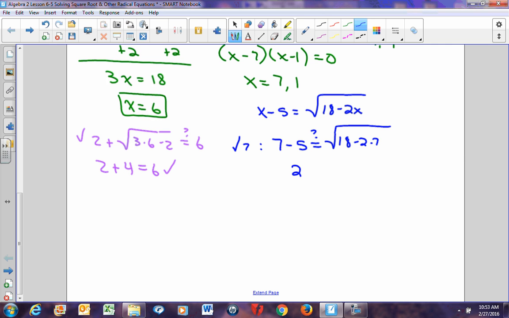Well, 7 minus 5 is 2. Does that equal 18 minus 14, which is the square root of 4? And that does check, because 2 does equal the square root of 4. Now I'm going to check 1.